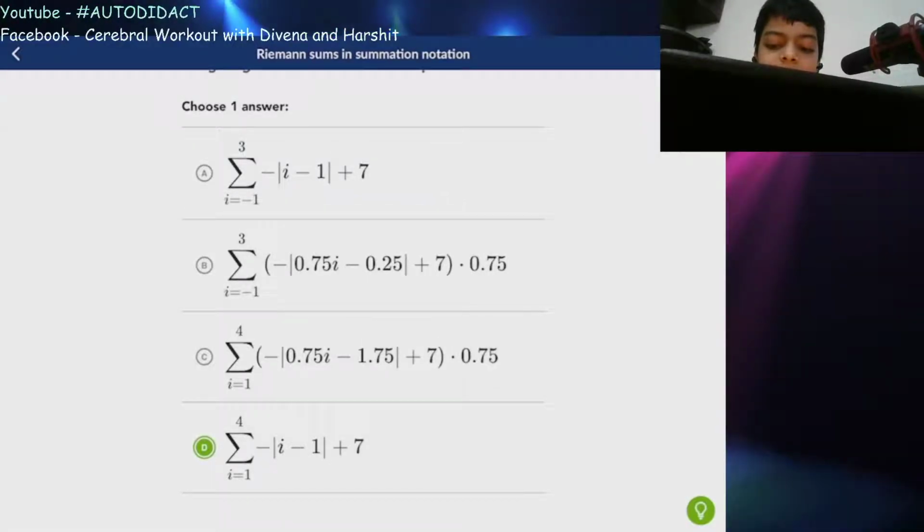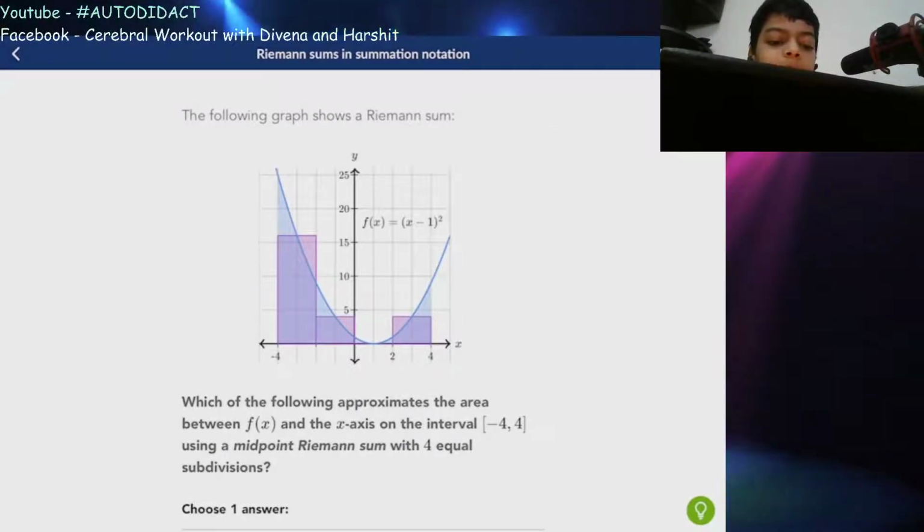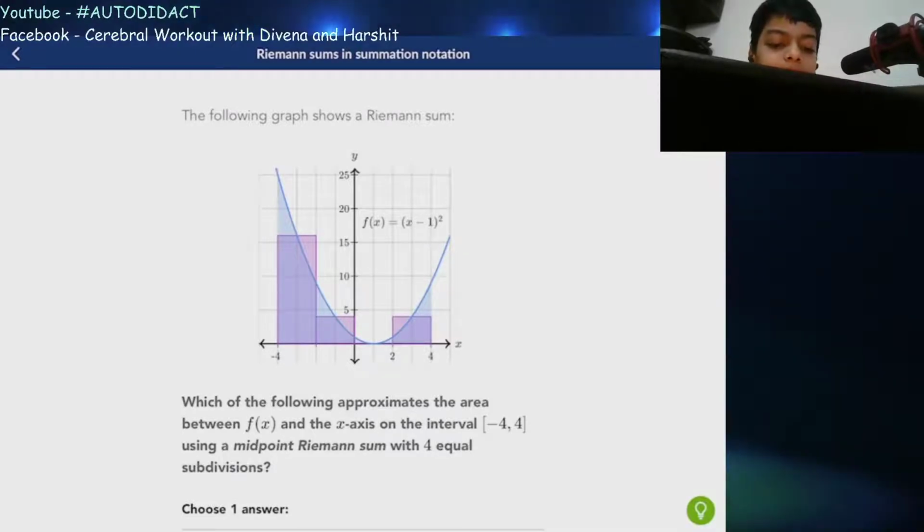Let's check. Correct. The following graph shows the Riemann sum. Which of the following approximates the area between f of x and the x-axis on the interval -4 to 4 using a midpoint Riemann sum with 4 equal subdivisions?